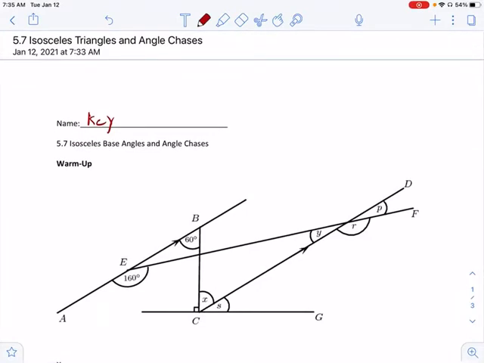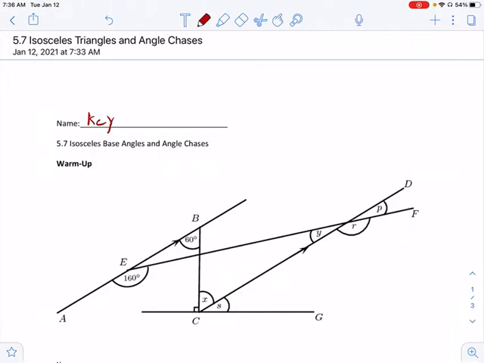Hey everyone, and welcome to the lesson on isosceles triangles, in particular their base angles, as well as adding that into our toolbox for working with angle chases.